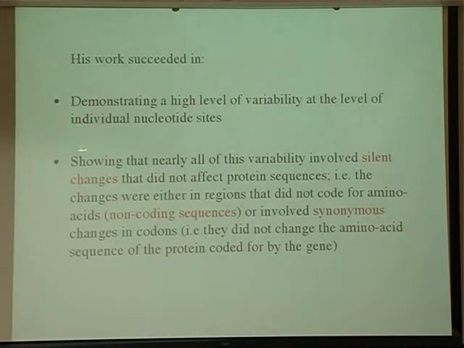So what did Marty actually do? Well, actually he's discovered everything really we know about DNA sequence variability. Pretty much the same thing comes out again and again. So he showed there's a high level of variability at individual nucleotide sites. And most of this variability involves what we call silent changes, ones which don't affect the protein sequence of the ADH protein. The changes are either in the non-coding sequences or involve, as you heard yesterday, synonymous changes in codons, the little triplets that correspond to each amino acid. In other words, they don't change the amino acid sequence of the protein coded for by the gene.